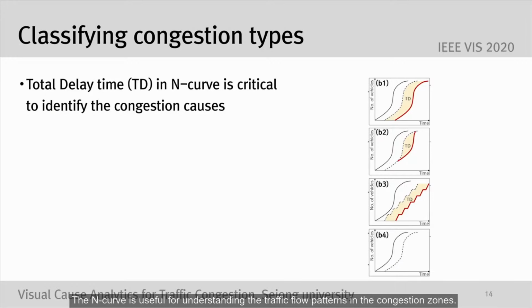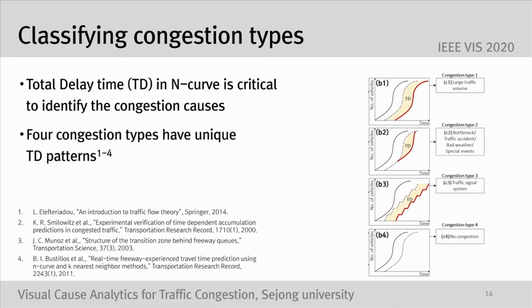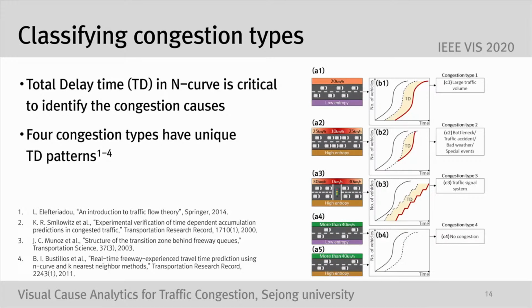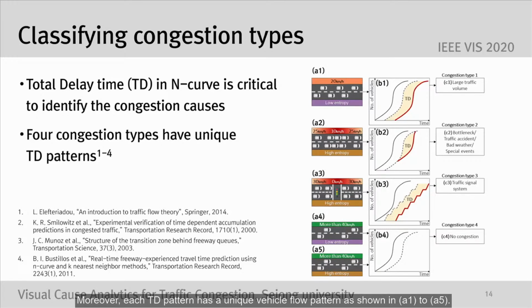The N-curve is useful for understanding the traffic flow patterns in the congestion zones. Especially, the total delay time Td is critical to identify the congestion types. 4 congestion types have unique Td patterns as shown in B1 to B4. Moreover, each Td pattern has a unique vehicle flow pattern as shown in A1 to A5.